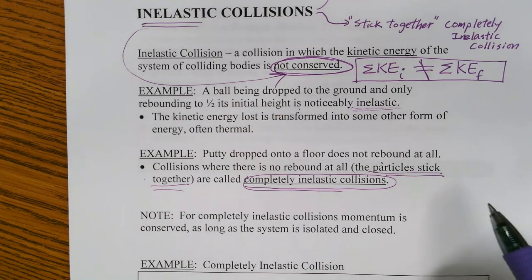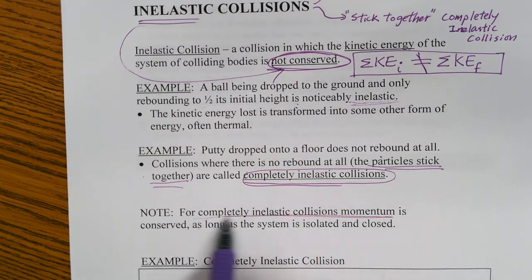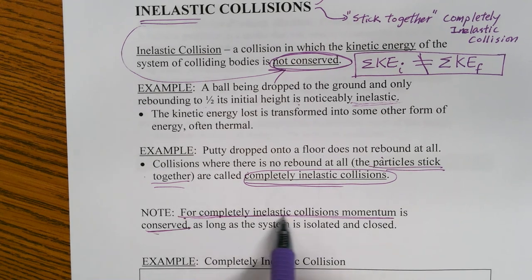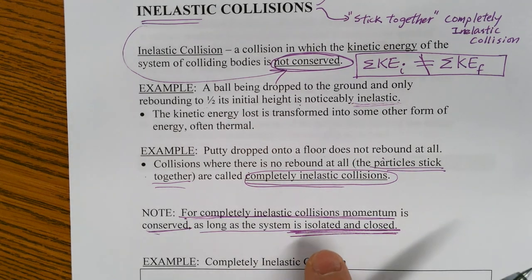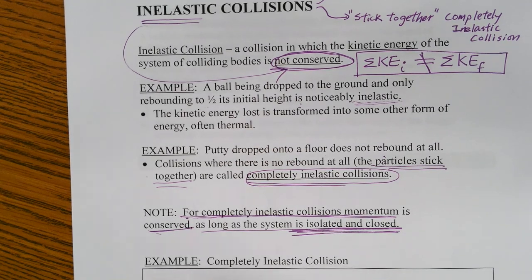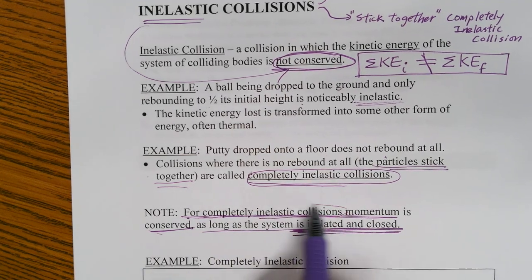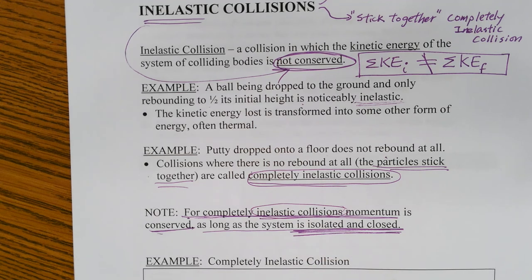Note that for completely inelastic collision, momentum is conserved as long as the system is isolated and closed. We already talked about what that means: no mass is gained or lost in the system, and there are no external forces acting on the system. Even in a regular inelastic collision, which doesn't always have to be completely inelastic, momentum is also conserved. Momentum is always conserved. That's one of those things guaranteed in life. No matter what kind of collision it is, momentum is always conserved.